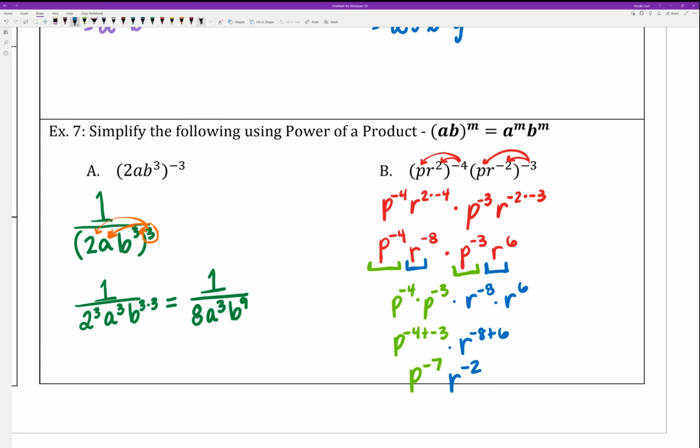Since both of these have a negative exponent, they're both going to get moved downstairs, so into the bottom of a fraction. So we have a big 1 on top, and then we have p to the power of 7 and r to the power of 2. So once these move into the downstairs of the fraction, the exponents are no longer negative.